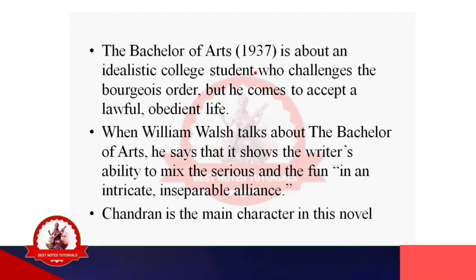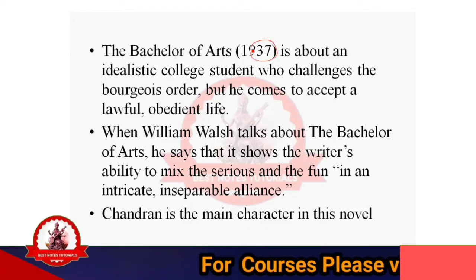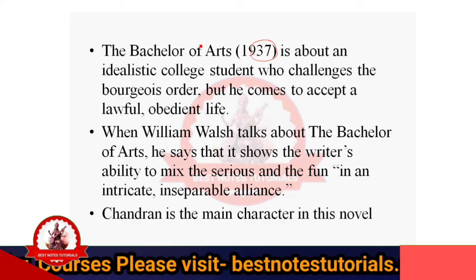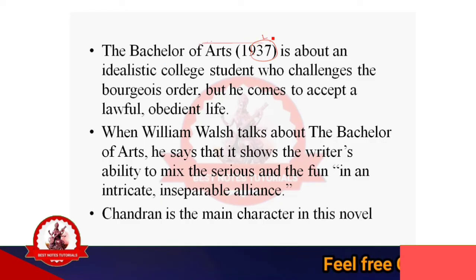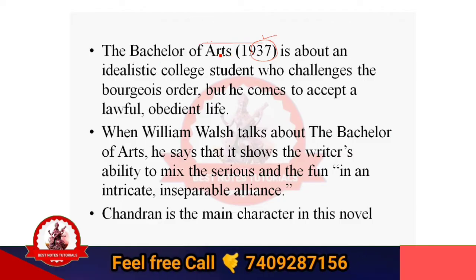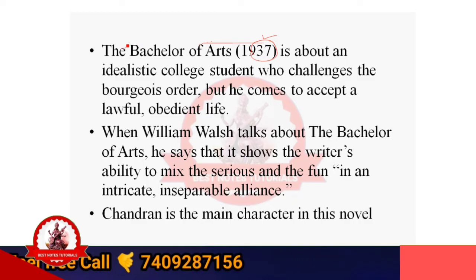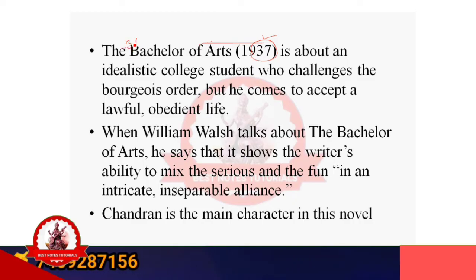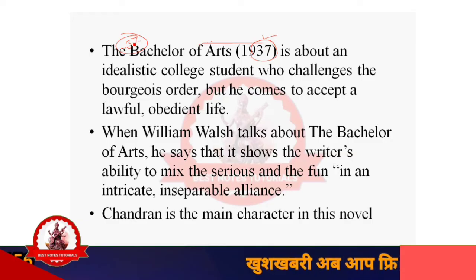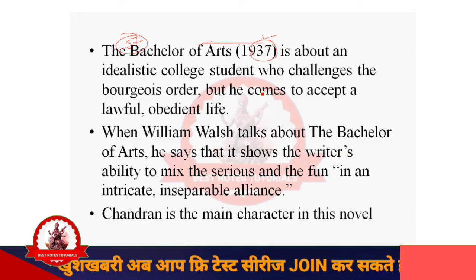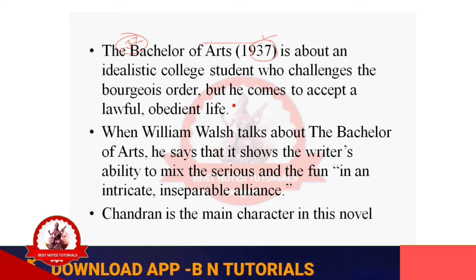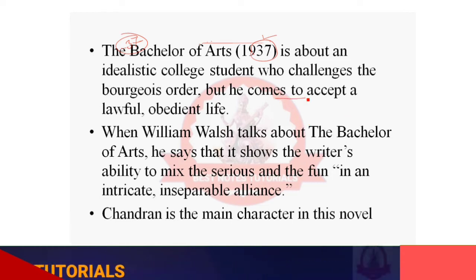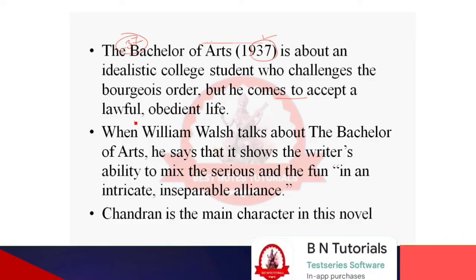The Bachelor of Arts got published in 1937, and I have a trick I told you in many earlier videos: always read the year of publication with the name of the work, like 37 Bachelor of Arts. So whenever you read this, you will read it like 37 Bachelor of Arts, and you will always remember it is about an idealistic college student who challenges the bourgeois order, but he comes to accept a lawful, obedient life.